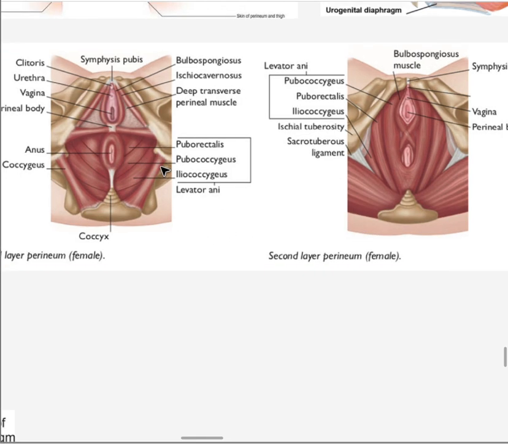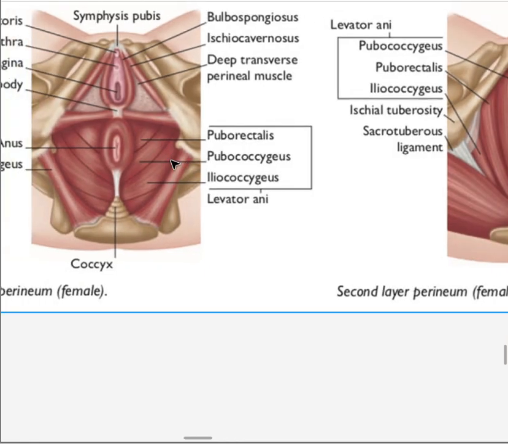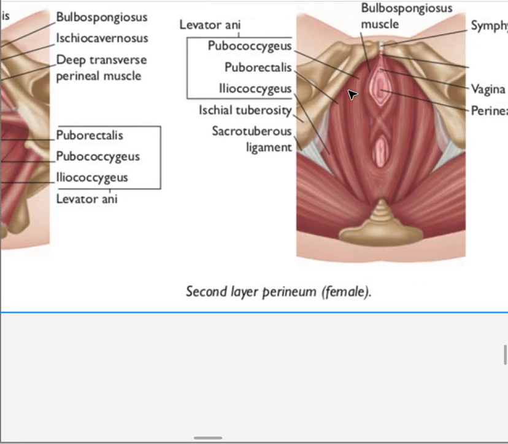Now, the levator ani is made of puborectalis, pubococcygeus, and iliococcygeus. Sometimes they also include another part of the iliococcygeus, namely the ischio-coccygeus. But here we're going to focus on the three parts that make the levator ani: the pubococcygeus, the puborectalis, and the iliococcygeus. This is the pubococcygeus. It starts all the way from the pubis to the coccyx. Then the puborectalis, from the pubis to the rectum, and then the iliococcygeus from the ilium to the coccyx.